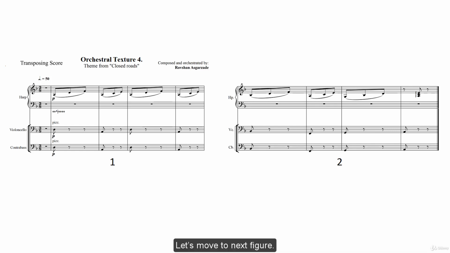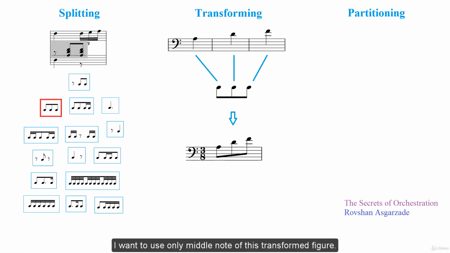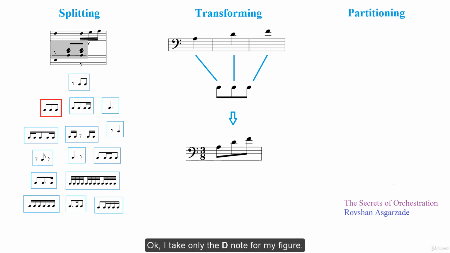Let's move to the next figure. I want to use only the middle note of this transformed figure because I'm looking for how to reach the combination of harp and the bass line. Okay, I take only the D note from my figure, but you can use D and F together in your own score. In my case, I don't want to hinder the harp sound, hence I use it delicately.